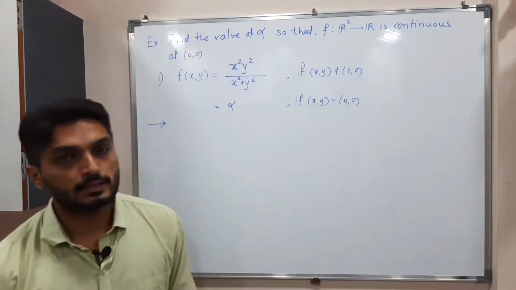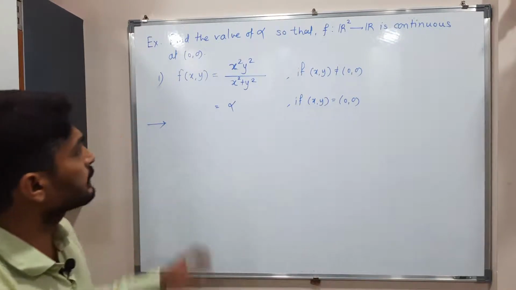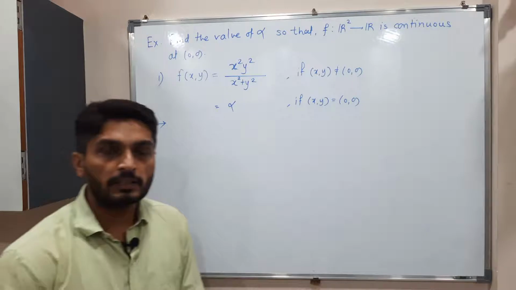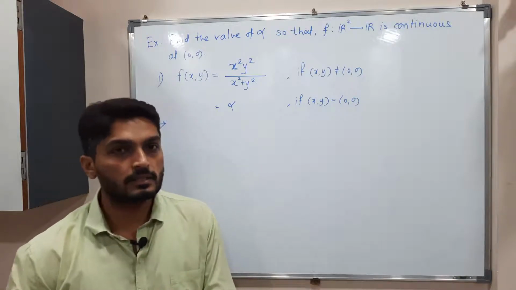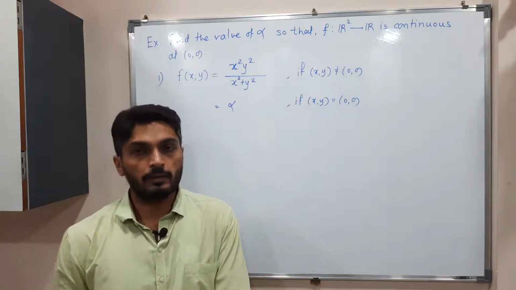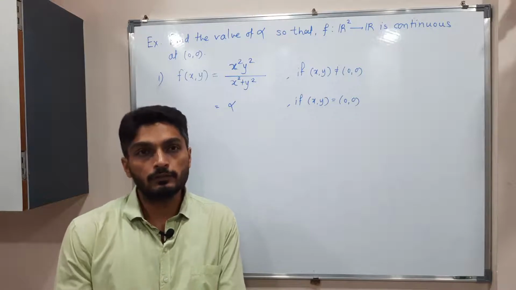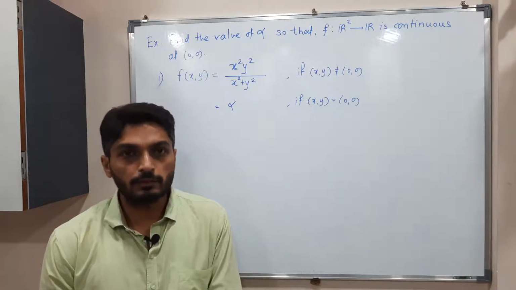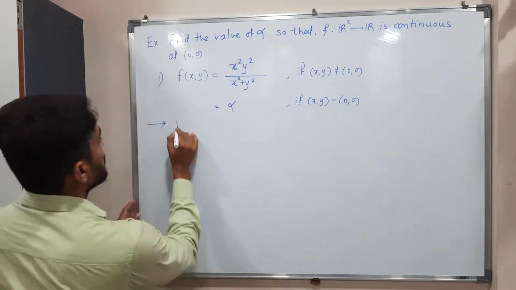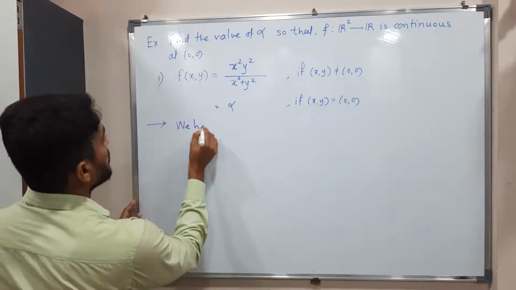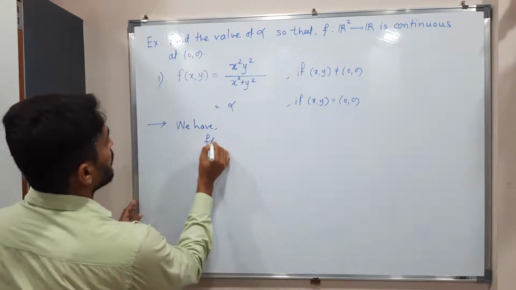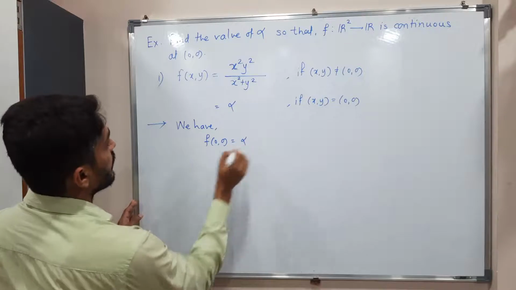So let us discuss the next problem. In the next problem, just the function is different, the remaining things are the same. Our task is again to find the value of alpha. So tell me what we do first. Okay, first we write the given information. Same as the previous one, f of (0, 0) is alpha, no doubt.